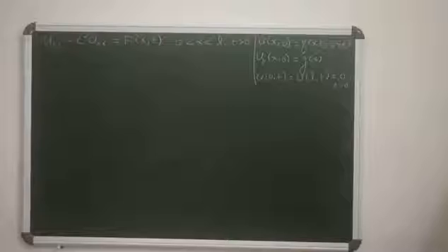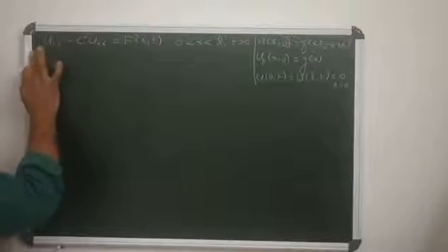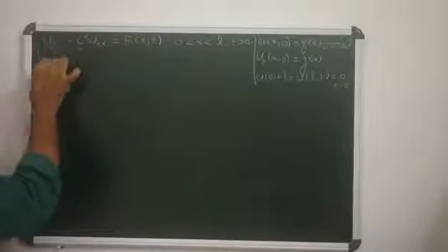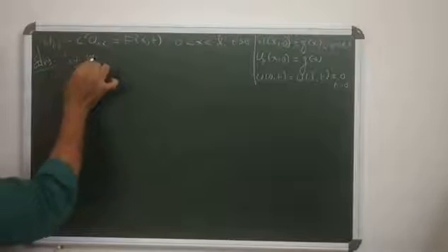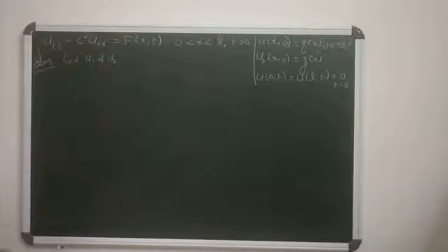Then we have to show that this problem has a unique solution. The uniqueness is our requirement. So in order to prove the uniqueness, first we assume that there exist two solutions. Let u1 and u2 be the two solutions of this problem. To prove uniqueness, we have to show that u1 equals u2.